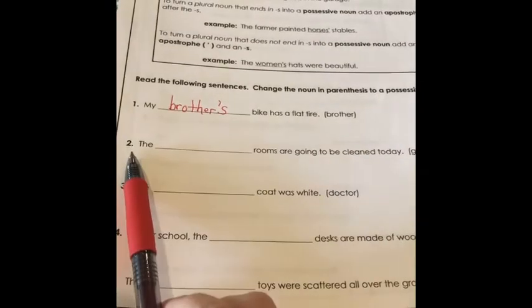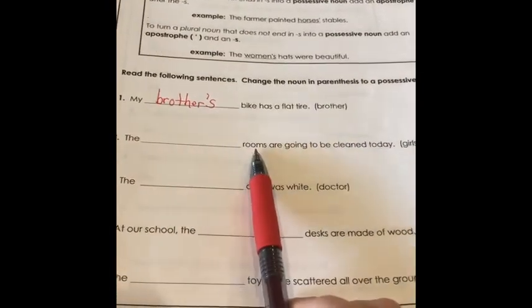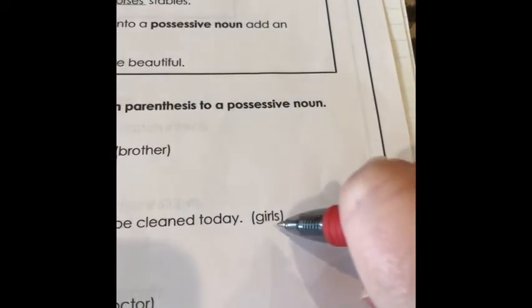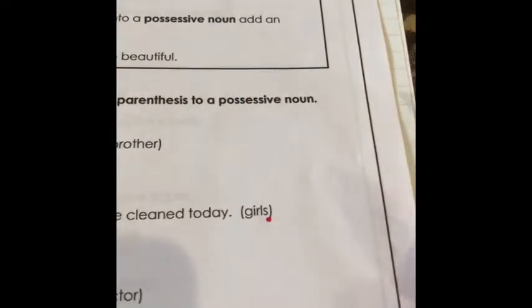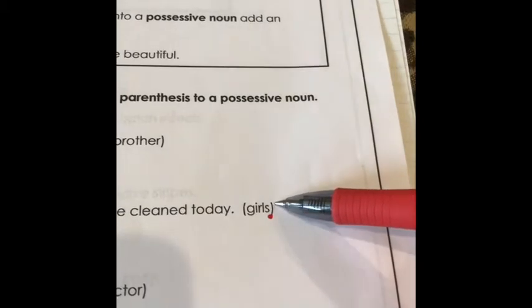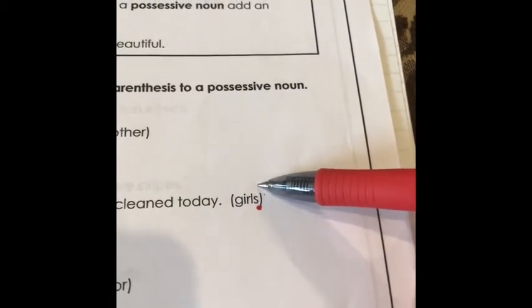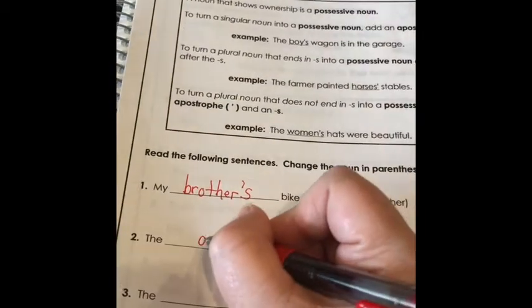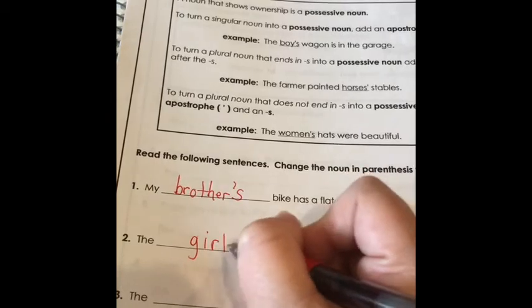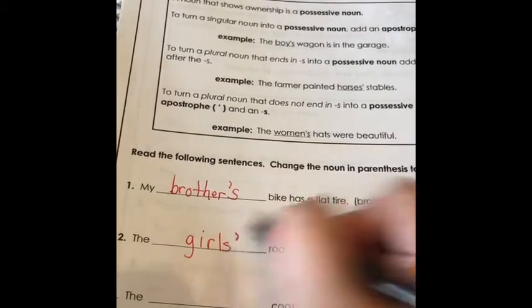But then on number 2, the blank rooms are going to be cleaned today. There's an S on the end of the word girls to show plural, more than one girl. Since it is plural and the S is already there, we just have to put an apostrophe on the end to make it a plural possessive.